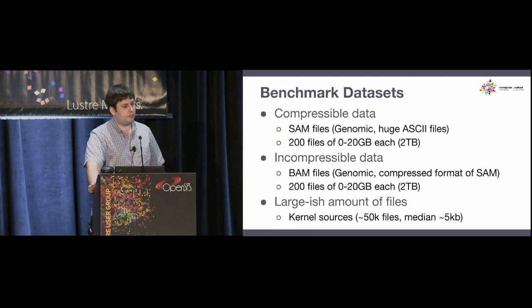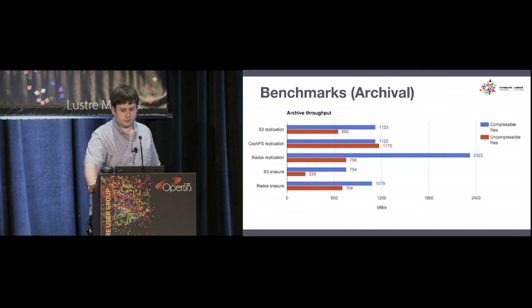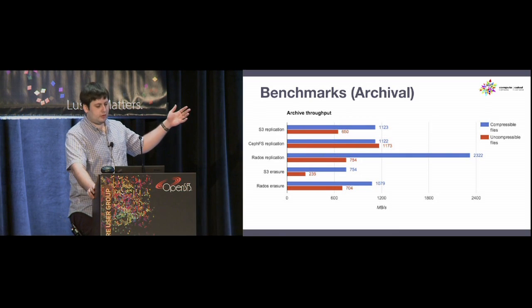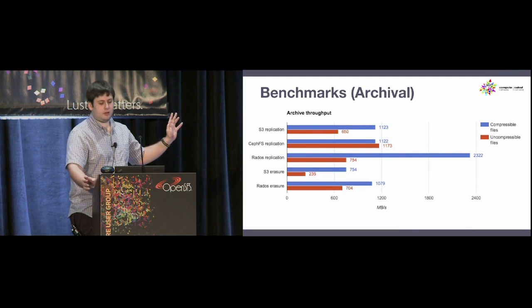And to test, because genomic generates a lot of small files sometimes, we take the kernel source that has about 50,000 files, so it's just a stress test of IOPS. So the compression is a bit cheating because the data compresses very well. As you can see, the replication is a lot faster than erasure coding, and the Rados implementation is faster than S3. That's expected because Rados has lower overhead than S3.